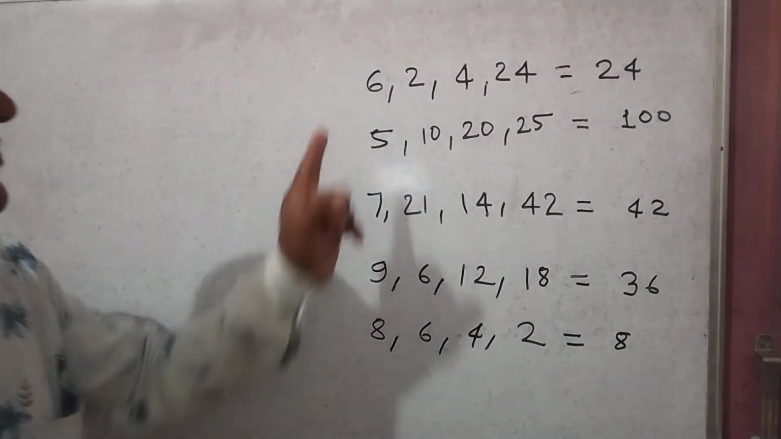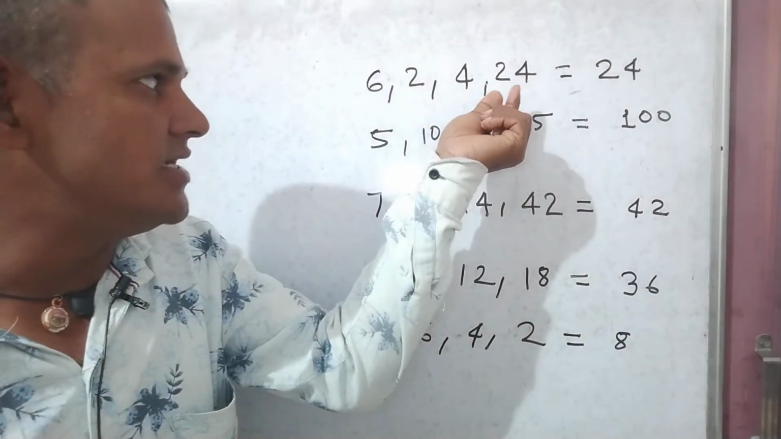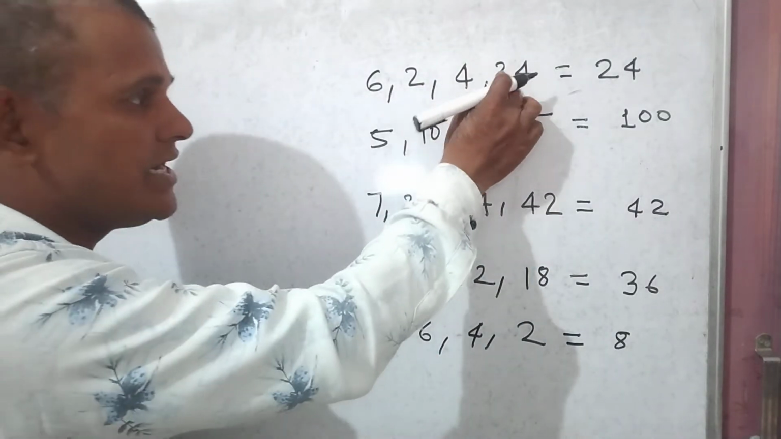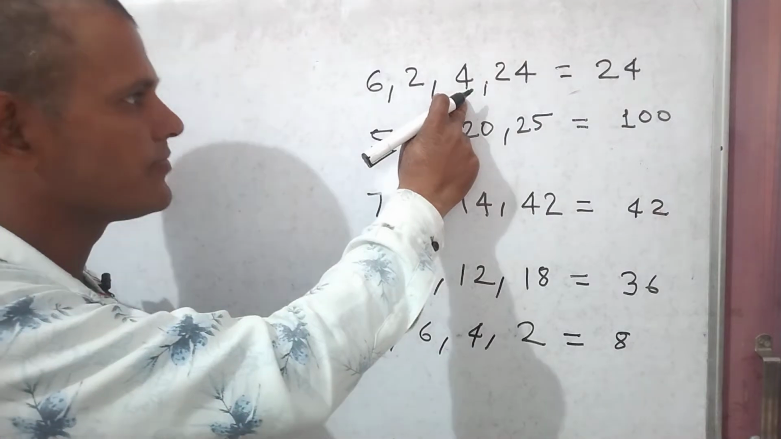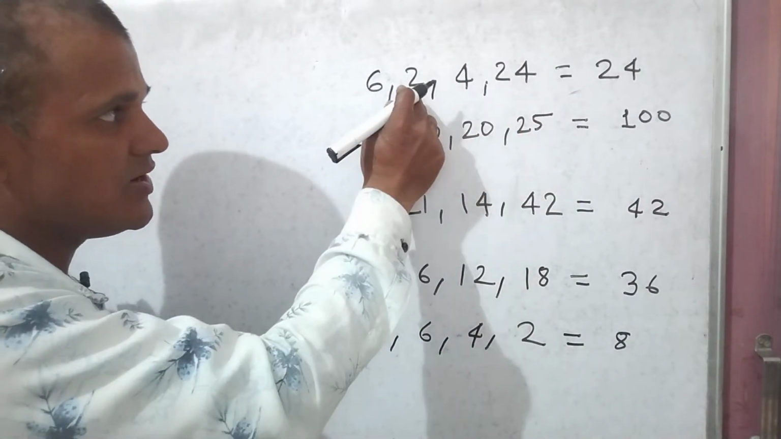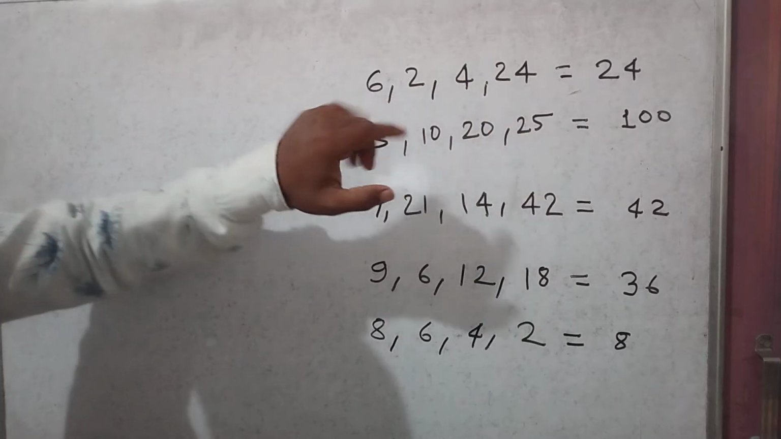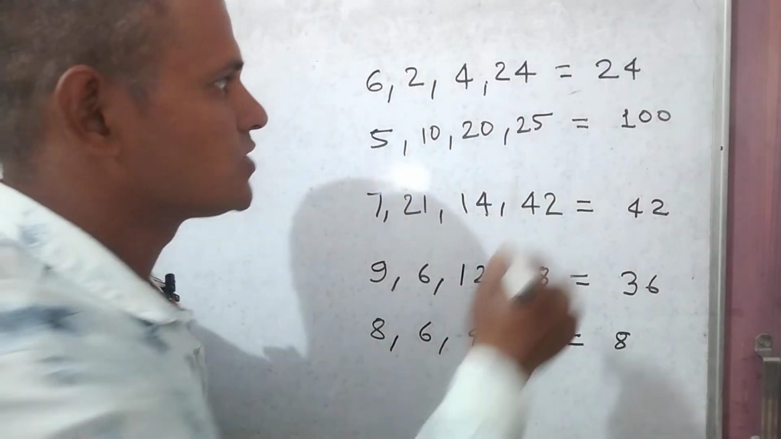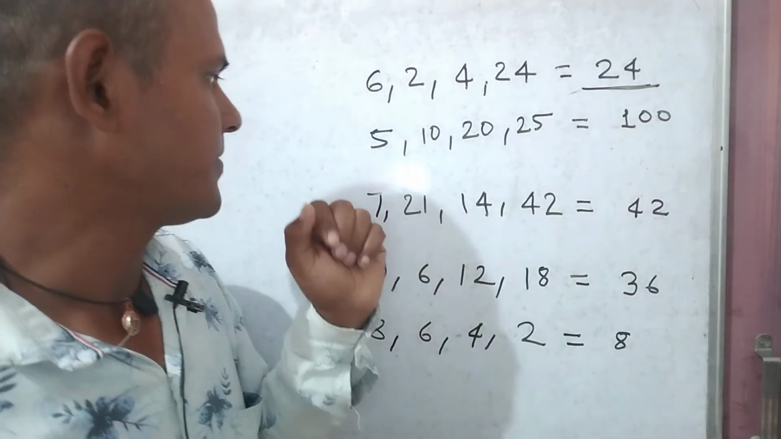Now see here, friends: 6, 2, 4, 24. Of this series, 24 is the biggest. 24 is divisible by 4, yes. 24 is divisible by 2, yes. 24 is divisible by 6, yes. So 24 is the LCM of these numbers.